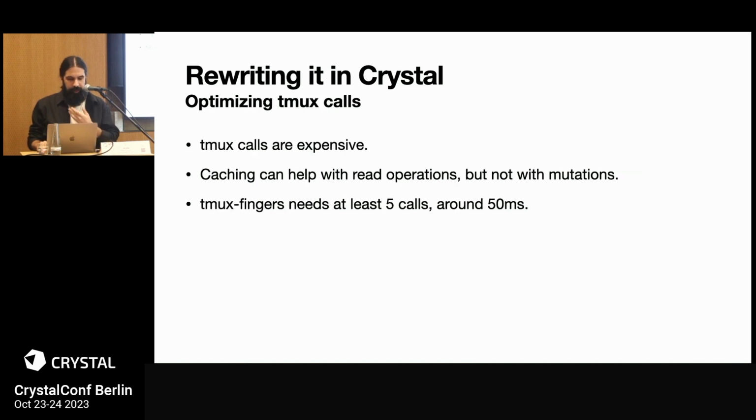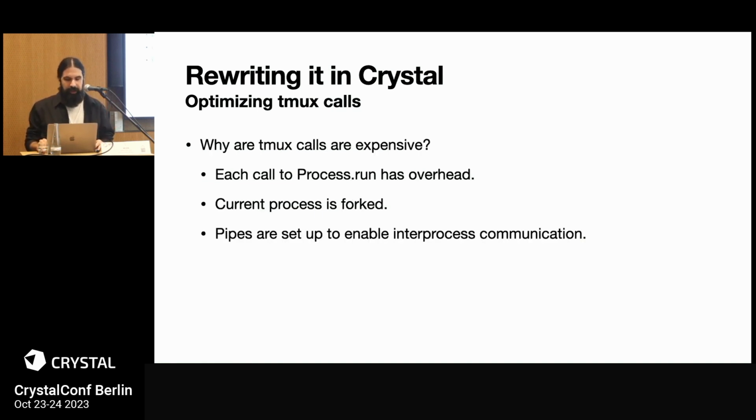Then, optimizing the tmux calls themselves. Caching can help with read operations, but not with write operations. And for the plugin to work, I needed to call tmux at least 5 times. So that's already 50 milliseconds, which is not good. That's because every call to tmux is a process run call, which forks the process, sets up a pipe for the communication, and is expensive and slow.